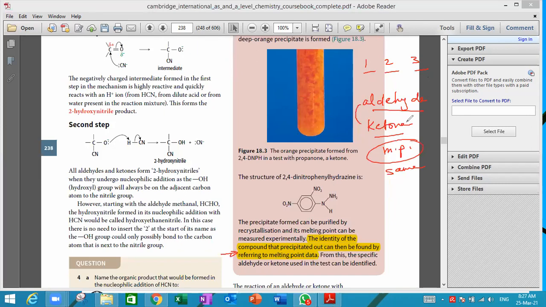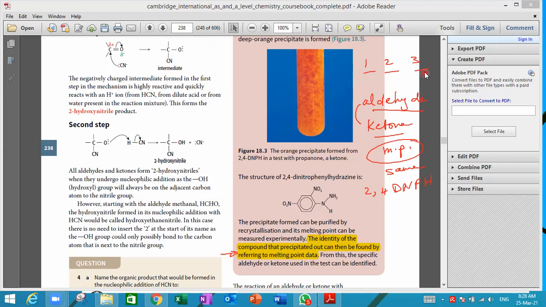So in order to differentiate between them, we react them with 2,4-dinitrophenylhydrazine. And the product formed with each one of these will have a different melting point than the other. And of course, we compare it with the references in data booklets to determine which one is 1, which one is 2, and which one is 3. You understand what I mean?